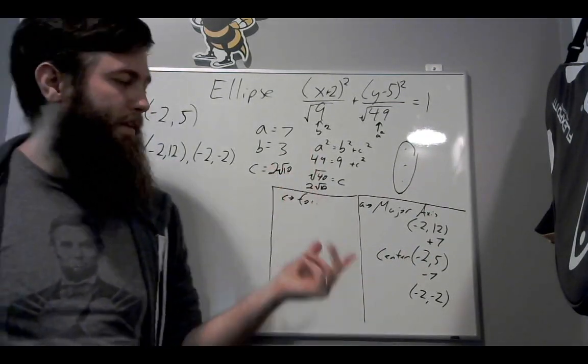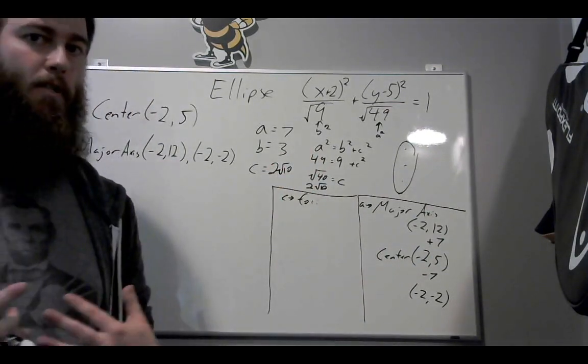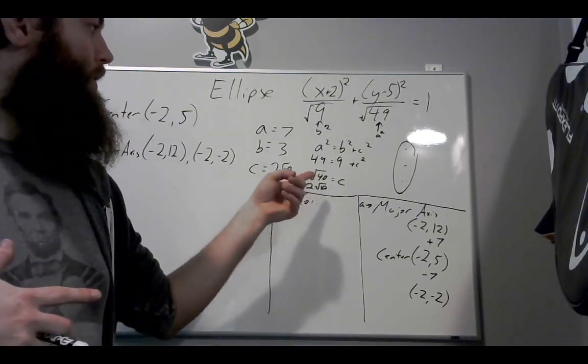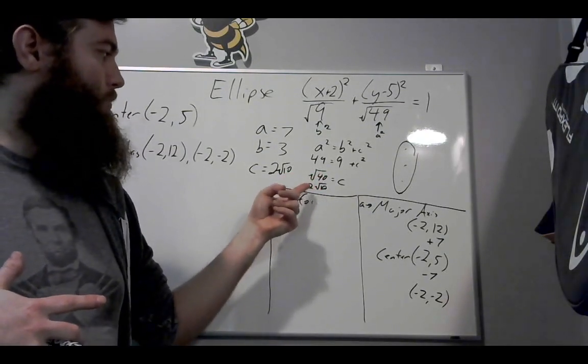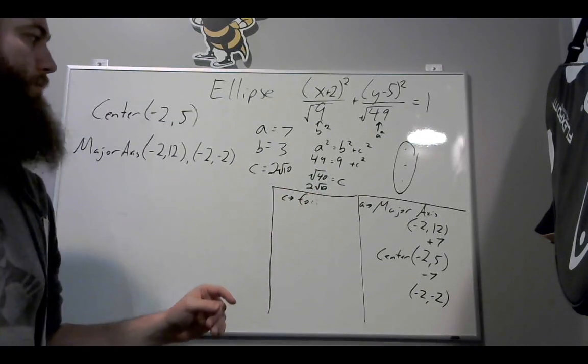So I just simplified that radical. There was a 4 inside of it. The square root of 4 is 2. 4 times 10 is 40, so 2 root 10. That's what I was left with.